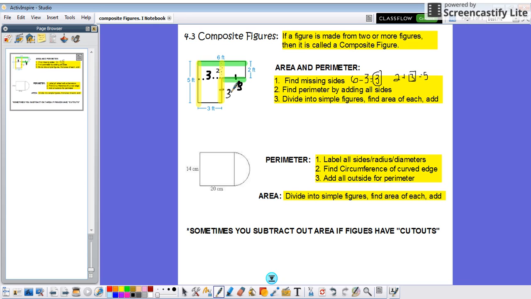Now that we have the missing sides, what can we do? Find the perimeter. That's right. To find the perimeter, we would just add all the sides. I like to always be sure that I catch them all, so sometimes I'll circle them. 6, 2, 3, 3, and we get that far. 6 plus 2 plus 3 plus 3. But we're not done. Plus another 3 plus a 5.